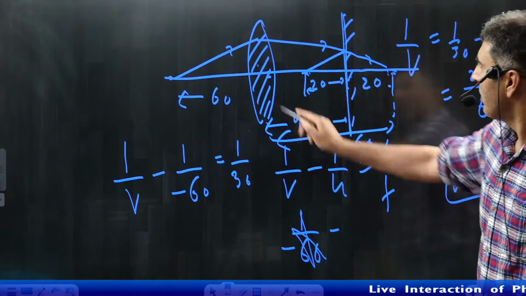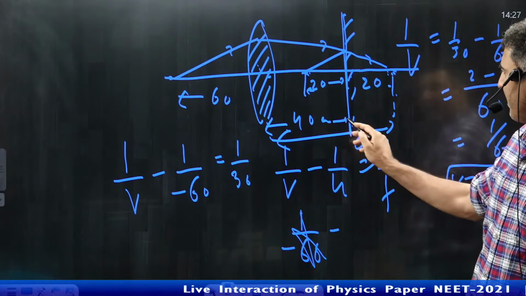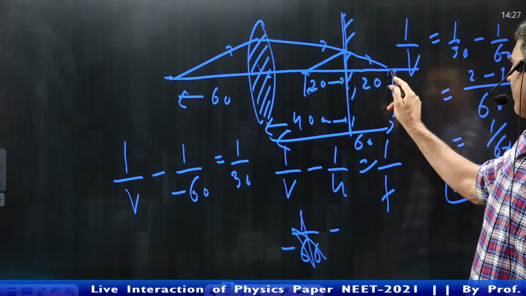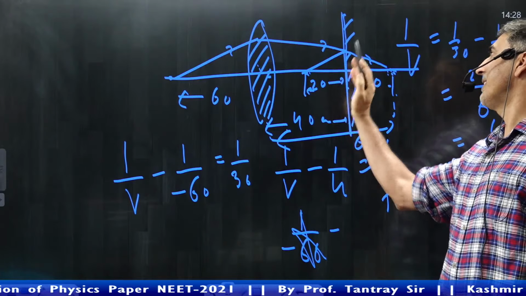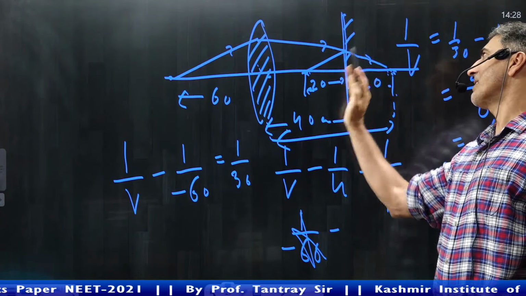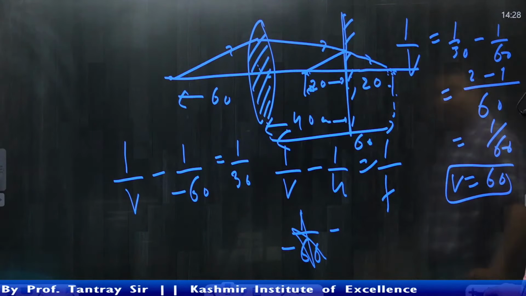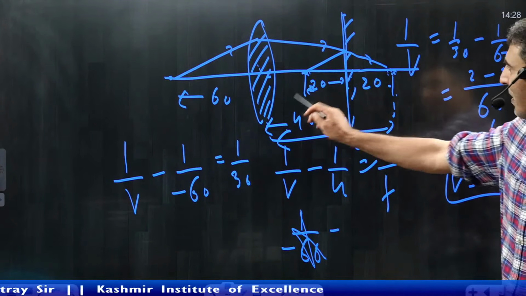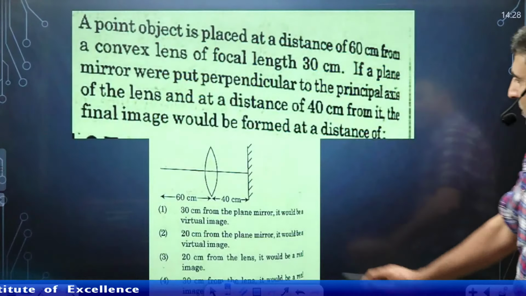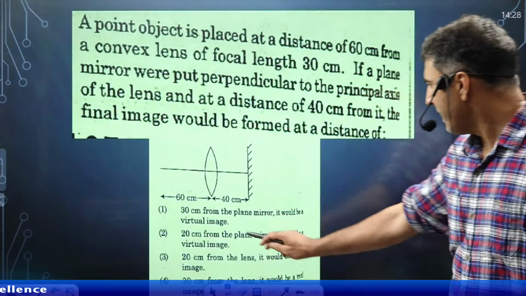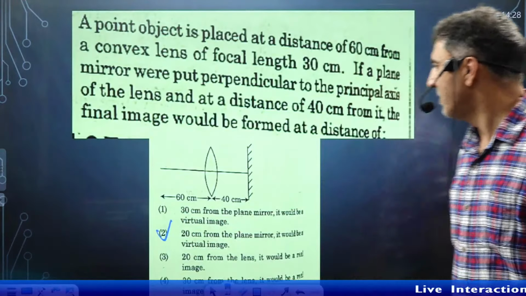It would have formed the image 60 centimeters away from the lens, but there is a mirror at 40 centimeters. So the ray of light will not go here. It had to go here, but it will reflect back the same distance because of the plane mirror, 20 centimeters. So the image is 20 centimeters from the mirror. But I want to see the correct answer option. 30 centimeters from the plane mirror, no. 20 centimeters from the plane mirror, and it would be virtual. Yes, this should be the answer.